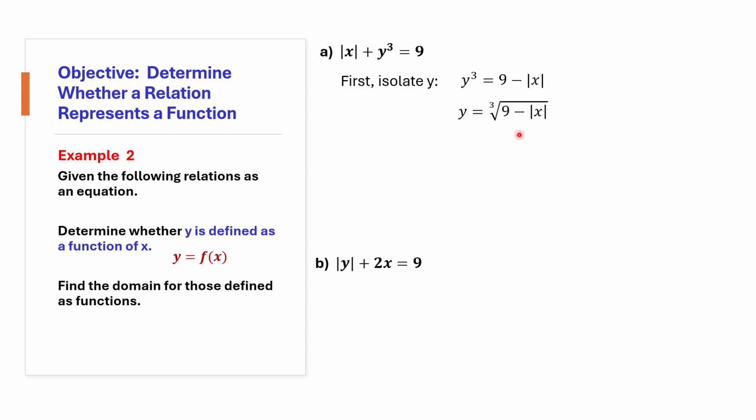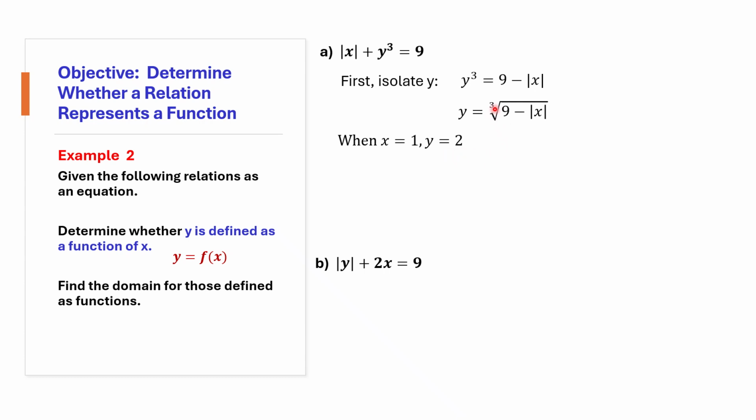Then, to know whether we have only one output for every x, let us try to put a value in x. Let's say when x is 1, we will find out that y is equal to 2. So there's only one output, which is 2.